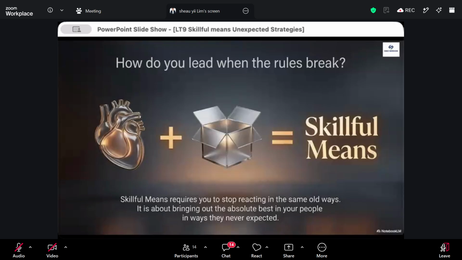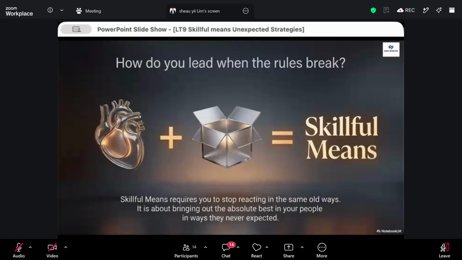So what do y'all know, or what does this skillful means really mean to you guys? Any ideas about it? I like this picture made by NotebookLM. In simple words, skillful means is actually a mix of deep love for people, and thinking out of the box.